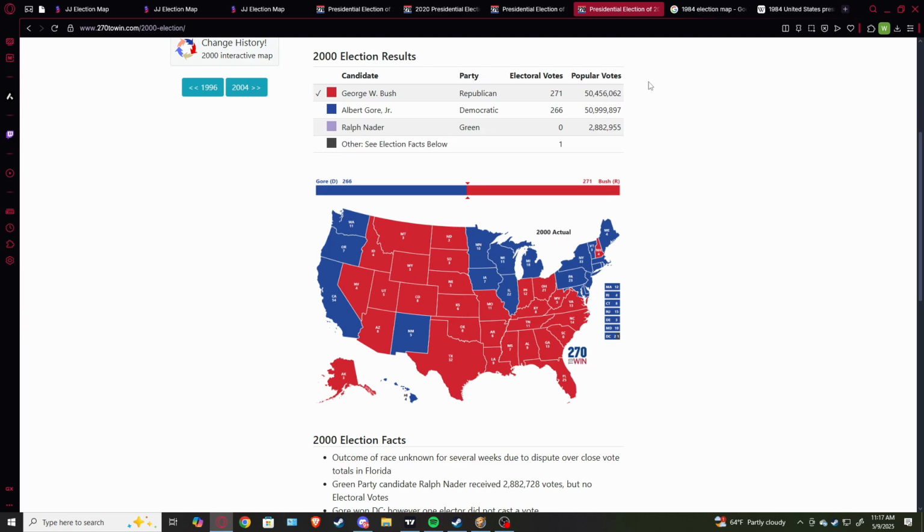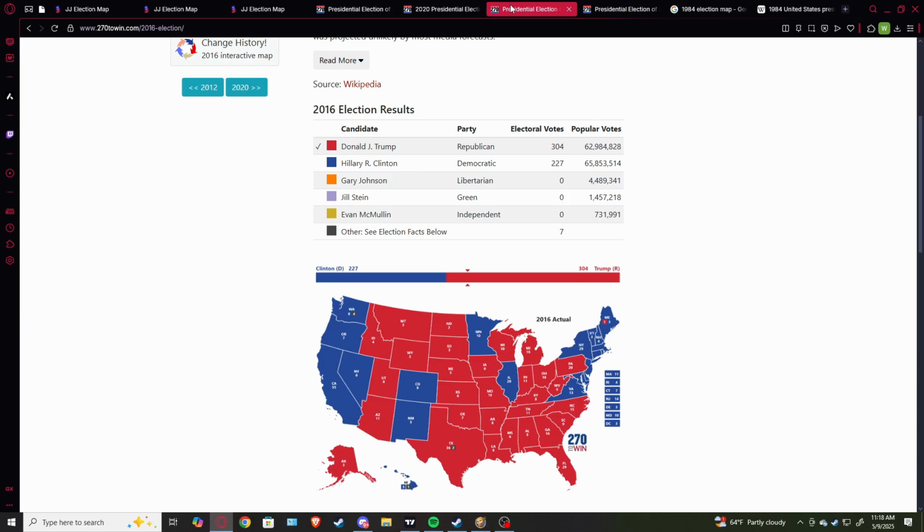This really made people mad. They thought the election was stolen by Bush. They thought that the country wanted Gore and that he should have won. A lot of people also hate Ralph Nader because he took potentially some votes from Al Gore. And so the next election where this happened was in 2016.